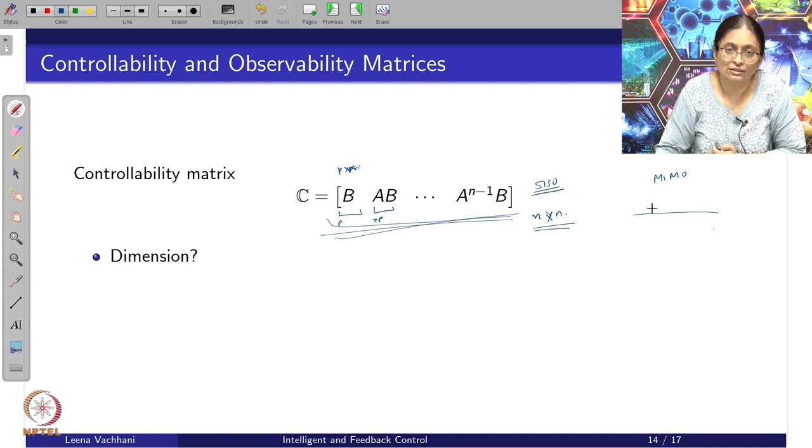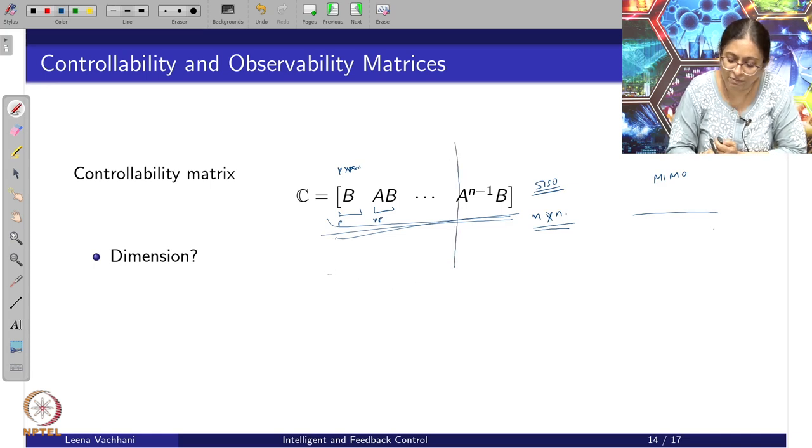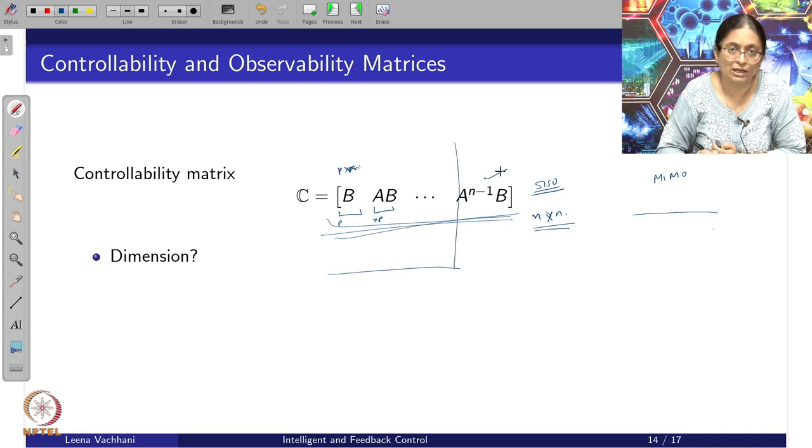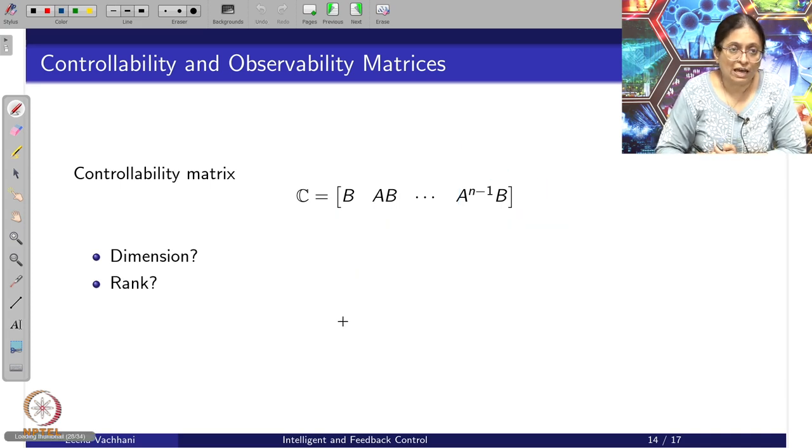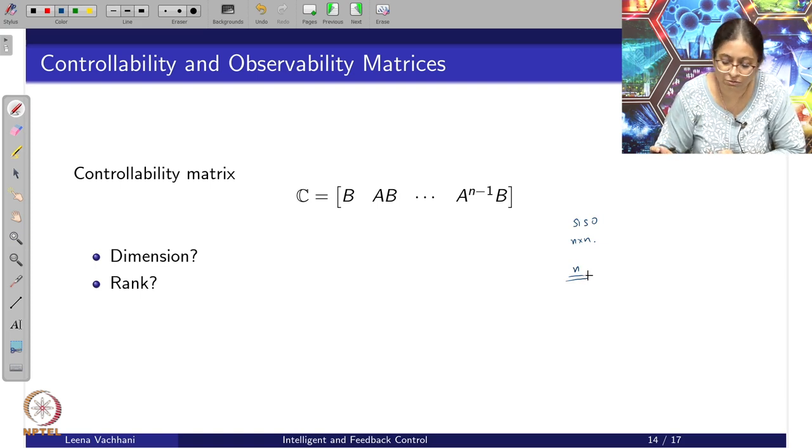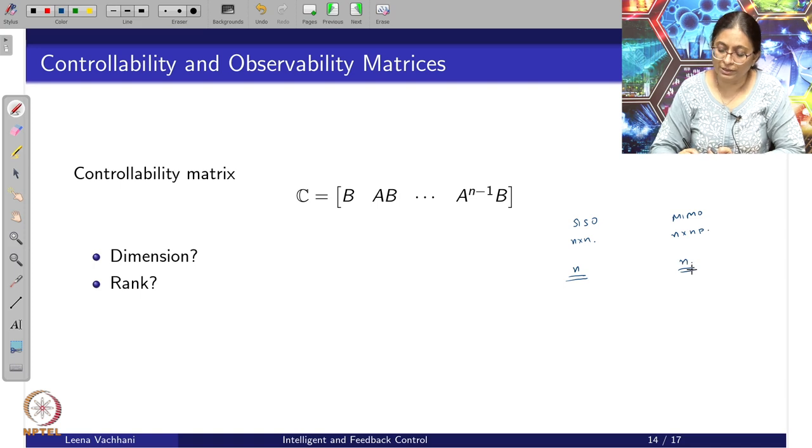It turns out that it can have n independent columns even before reaching a power of n minus 1. Now what happens to the rank? The rank of the controllability matrix should be full. In case of a SISO system, since this is n cross n itself, the rank should always be n. So there should be n independent columns or n independent rows that we are talking about. For a MIMO system, since this is n cross np, still we are talking about rank n for the controllability matrix.